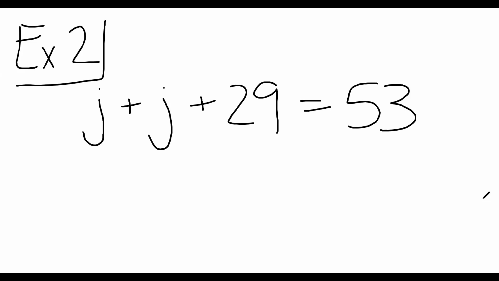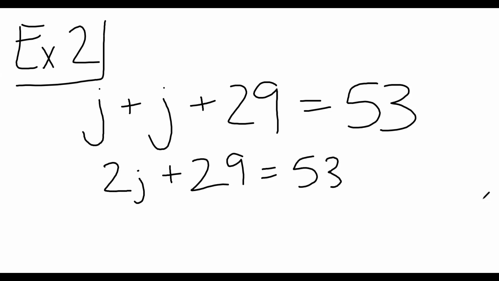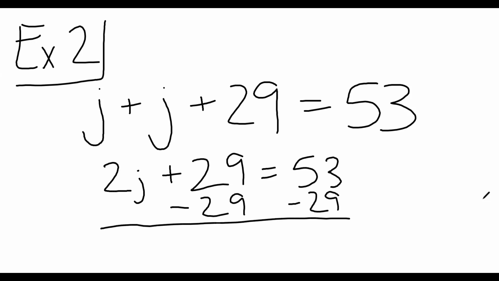All right, so write out our equation. We did that, that was step 1. Now we need to combine like terms. So we have J and J. Adding those together, we're going to have 2J because there's 2 J's, plus 29 equals 53. Now I'm going to solve it from there. So 53 minus 29 to both sides. I'm left with 2J equals 53 minus 29, which is going to be 24.